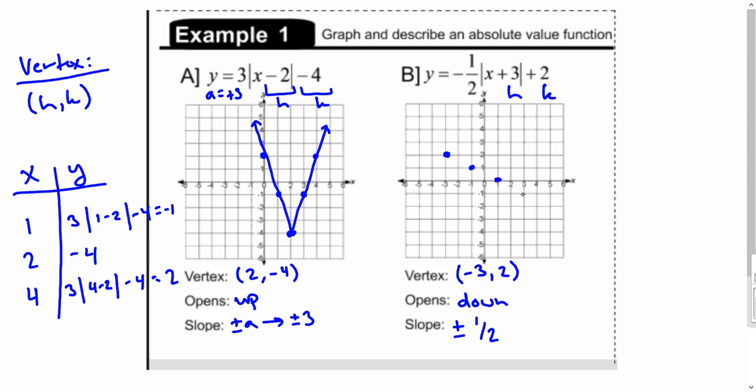Could I keep going down 1 and right 2 all the way to the edge of the graph? Probably. Is it necessary? Nah. Get 2 points in that direction, we'll call it a day. But then we also have to go the opposite way. So we go down 1 and left 2, down 1 and left 2, and you can see we're already off the graph. But if I play my super fun game called Connect the Dots, then we have this other absolute value graph.